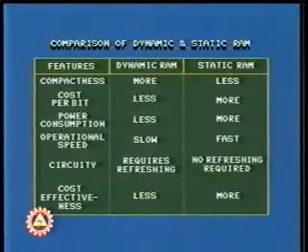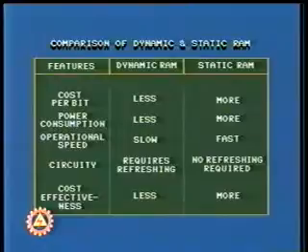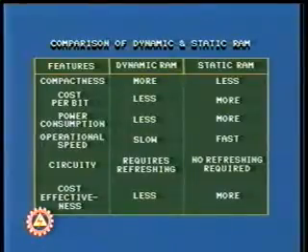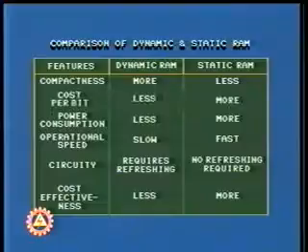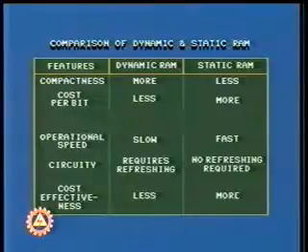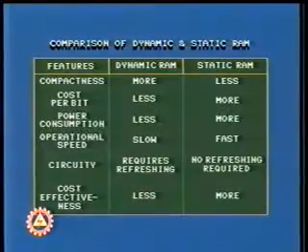A comparison of dynamic RAM versus static RAM will show a distinct advantage of dynamic RAM over the static RAM. Dynamic RAMs are more compact than static RAM. The cost per bit of dynamic RAM is substantially less than that of static RAM. Power consumption is also significantly less than the static RAM. However, dynamic RAM is slower in operation. It requires an additional refresh circuit.